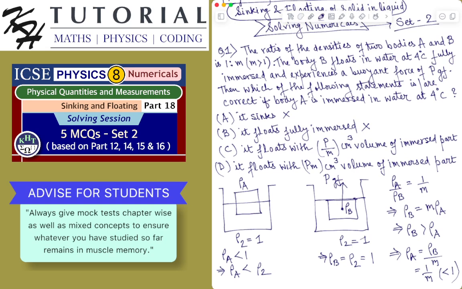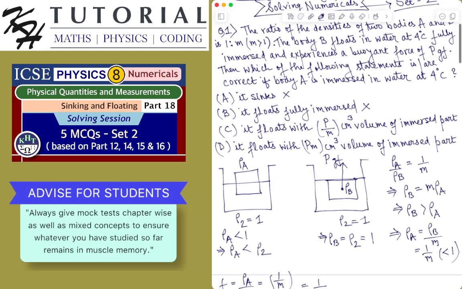It is given that the body B floats in water at 4 degrees centigrade fully immersed and experiences a buoyant force of P gram force. I think there is a problem. I think it should have been given that the volumes of both the body A and B are the same. Only then we can find the actual volume of the immersed part of the body A.